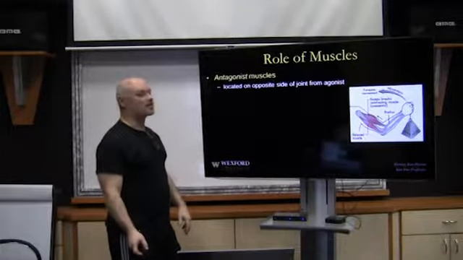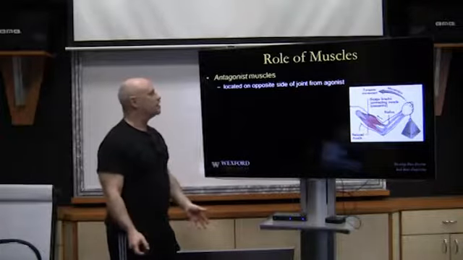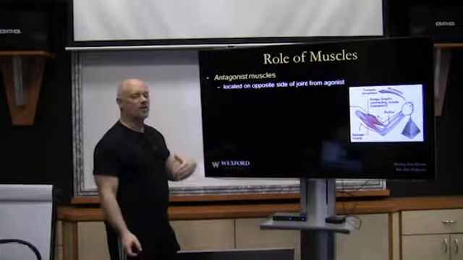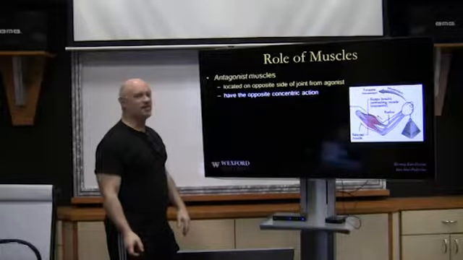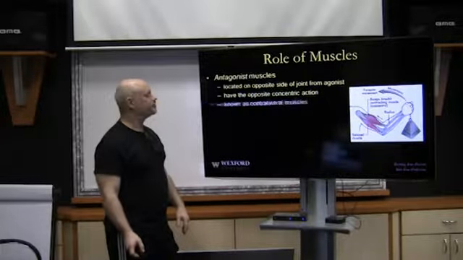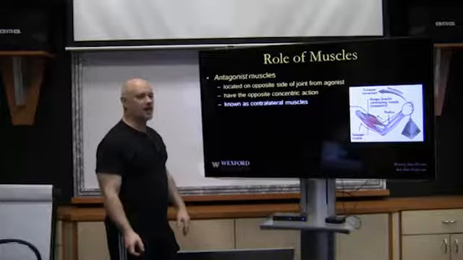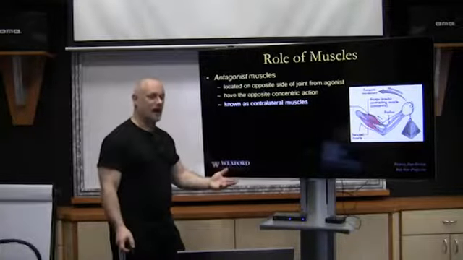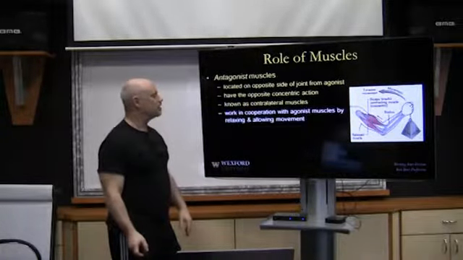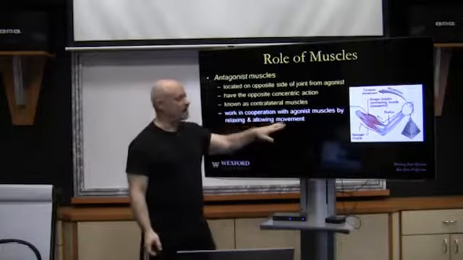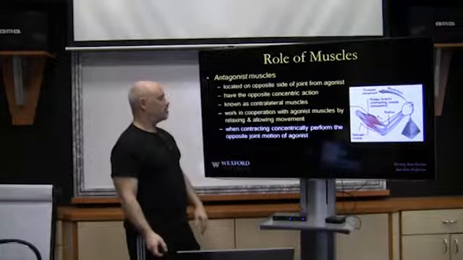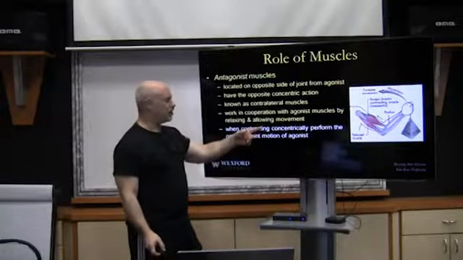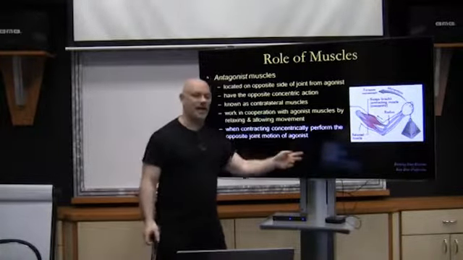Now, the antagonistic muscles are located on the opposite side of the joint from the agonist. They have the opposite concentric action. They're known as contralateral. Remember, contra means the other side, the opposite side. They work in cooperation with agonist muscles by relaxing and allowing the movement. When contracting concentrically, they perform the opposite joint action of the agonist.